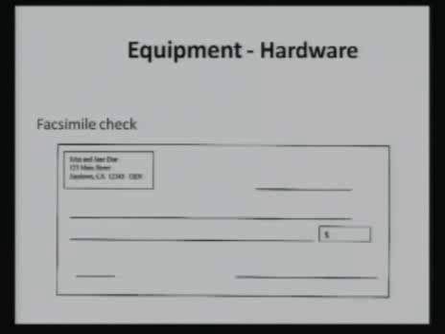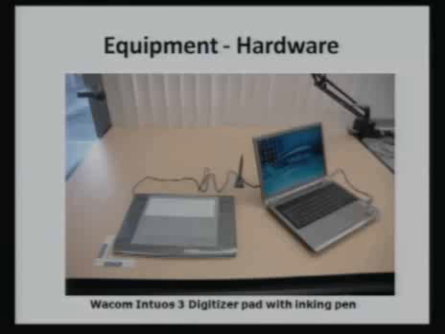So basically, this was the check we used. We asked the writers to write their signature on there as they would on a normal check. We used a Wacom Intuos 3 digitizer pad. And if you saw the one in Mike's photo, his one was much cooler than mine. This one was much older. With an inking pen. The Wacom tablets come with a stylus or an inking pen.